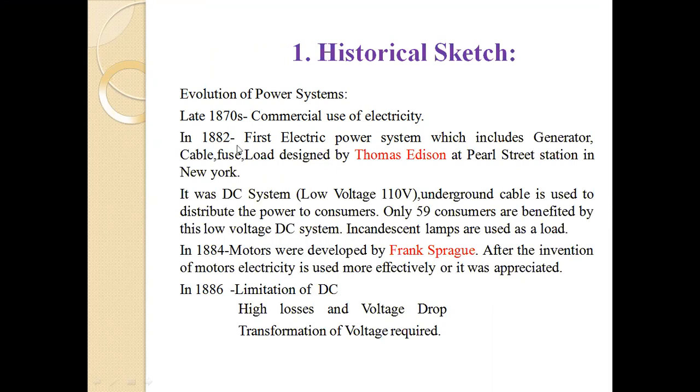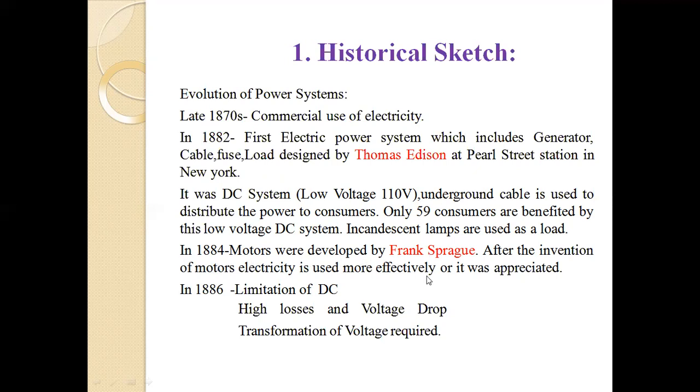Then in 1882, the first electrical power system, which included the generator, cable, fuse and load, was designed by Thomas Edison at the Pearl Street station in New York. It was a DC system. A low voltage 110 volt underground cable was used to distribute the power to the consumers. Only 59 consumers benefited from this low voltage DC system. Incandescent lamps were used as the load.